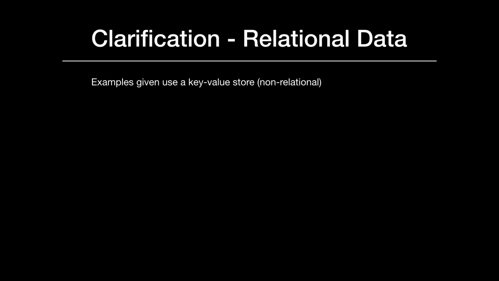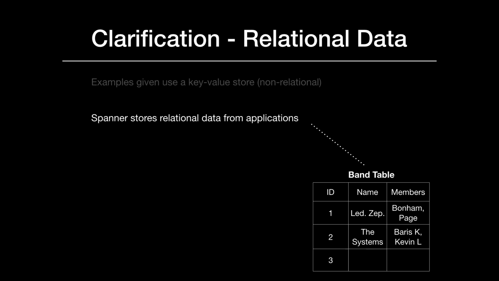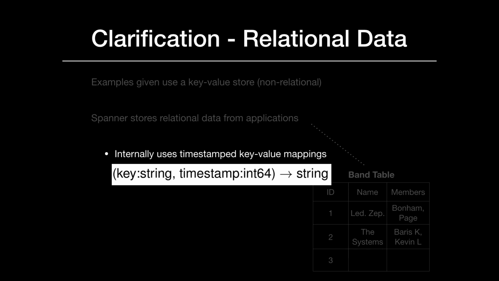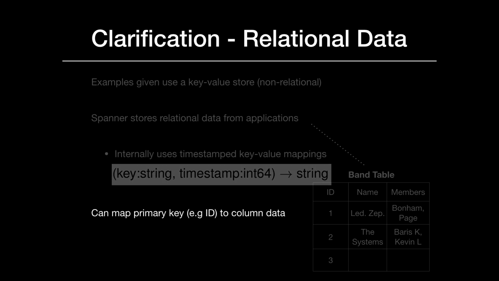Before we do that, just a quick clarification. The examples we're going to look at use a key value store, which is non-relational data, whereas Spanner stores relational data from the applications that use it. But internally under the hood, to store this relational data, Spanner uses timestamped key value mappings, which is why we're looking at these examples in terms of a key value store.